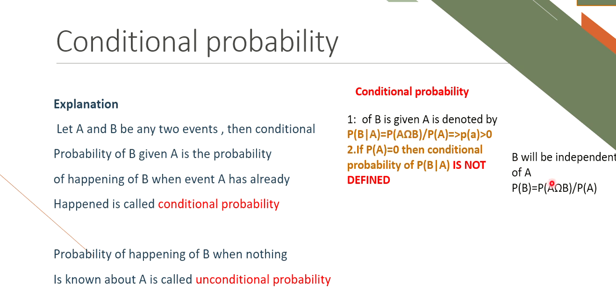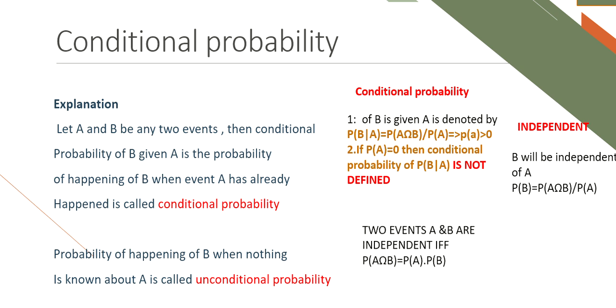If B is independent, then what is the formula? The probability of B is the probability of A intersection B divided by the probability of A. Same formula, but here B is dependent on A. We have not written dependent on A here because these are independent events. So we can tell that B is independent of A. How can I tell that two events A and B are independent? If and only if the probability of A intersection B is the probability of A times the probability of B.